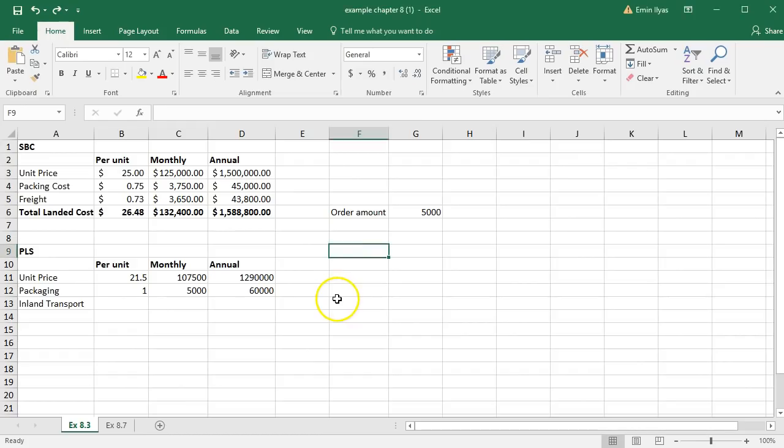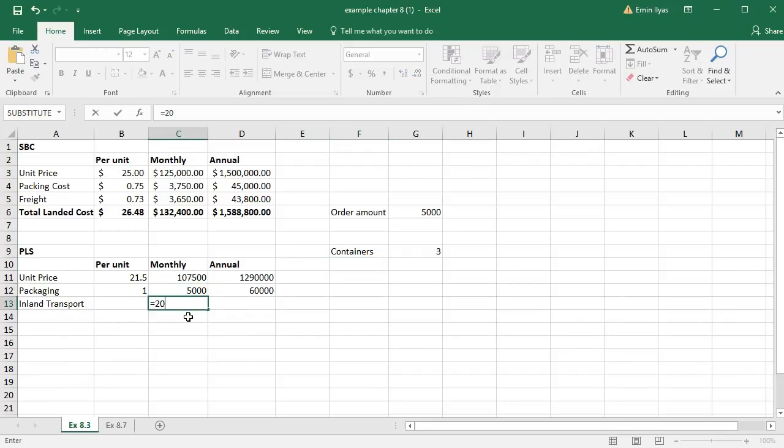Now we come to Excel and here type number of containers and here 3. This is purely just for our own reference. Then come here and type inland transport. Then come to months and type, it said $200 per container, which will be 200 times the number of containers, which is here.